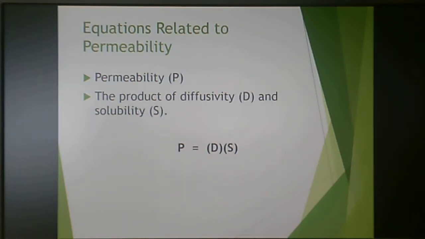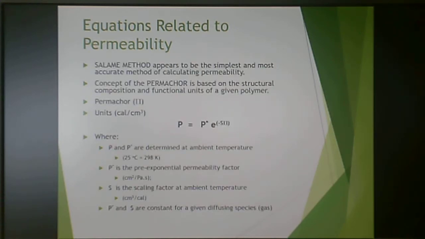So permeability is P, and permeability is the product of diffusivity, D, and solubility, S. Now, the way that permeability is determined is by the Salome method, and it's the simplest and most accurate method for calculating permeability. It's this concept of Perma Core that's based on structural composition and functional units of a particular polymer. Perma Core is this capital pi here, and its units are calories per cubic centimeter. So this is how you calculate permeability. P and P star are determined at ambient temperature. P star is a pre-exponential permeability factor, S is a scaling factor, and P star and S are constant for a given diffusing species or a specific gas. So these are things you can find in a table.